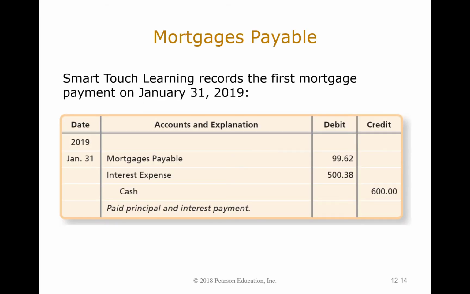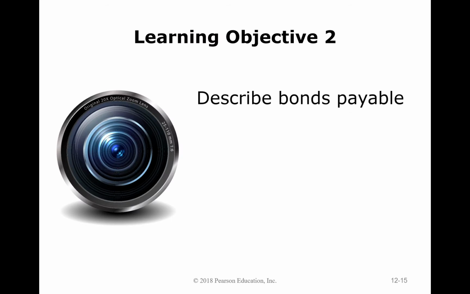So here's our first mortgage payment. We're debiting the mortgage payable. This is the deduction in the liability that we see. Our interest expense is the cost for this period, in this case a month, of borrowing this money. And then since we have to pay in cash, we're crediting cash for the $600.